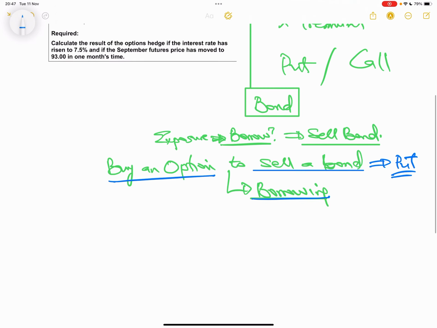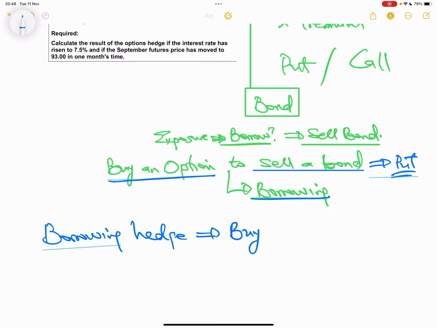So for borrowing, if you want to hedge a borrowing, what you must do is to buy. Remember, you will always buy an option because you are the one that wants the flexibility. So you buy a put. That's what makes the difference. Buy a put on interest rate futures.